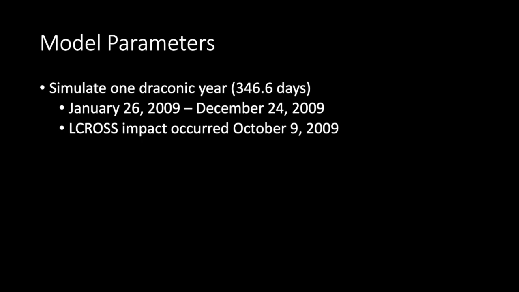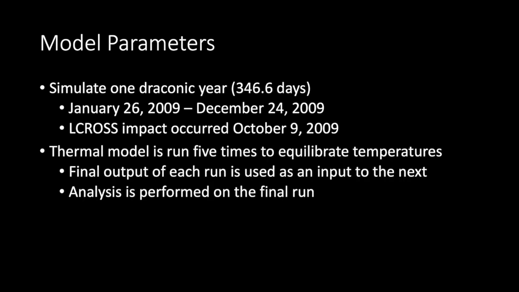We simulate the illumination conditions over one draconic year with 3-hour time steps, beginning with the full moon on January 11, 2009. We choose 2009 because that is the year that the LCROSS impact occurred, and we simulate a draconic year because the illumination conditions at the end of that year will be approximately the same as at the beginning. This is important because we run the thermal model 5 times to allow the temperatures to equilibrate, using the final output of one run as an input to the next run.